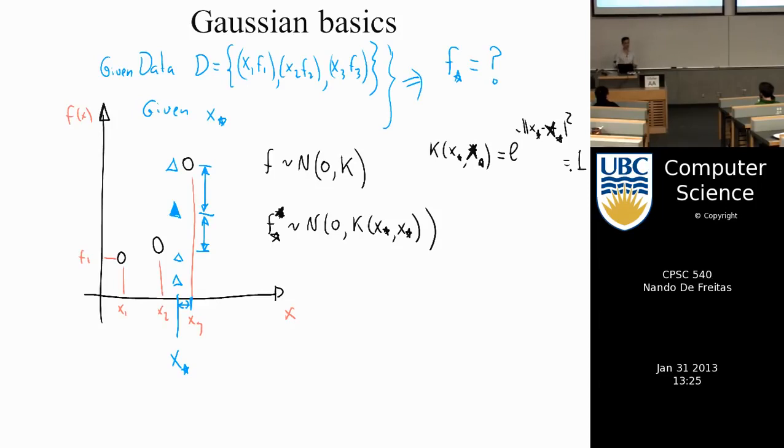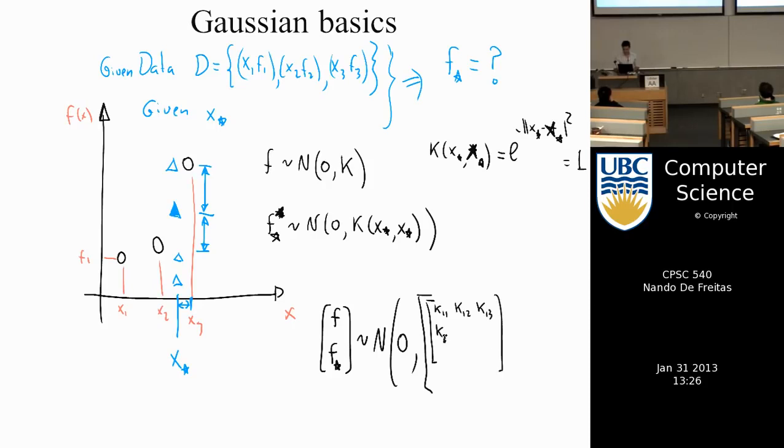So I can't just have them as two independent Gaussians, but I must have them together as a 4D vector, a 3D vector f and a 1D vector f star, coming from a Gaussian distribution that's still zero mean, but with a covariance that is first the covariance K, which is k11, k12, k13, k21, k31, k22, k33, and k23, and k32.